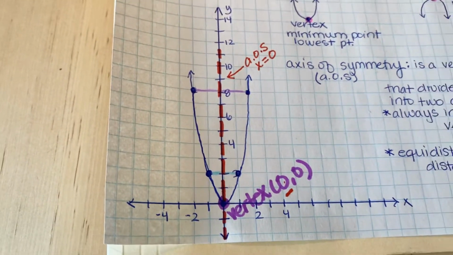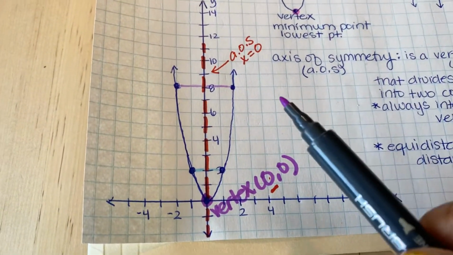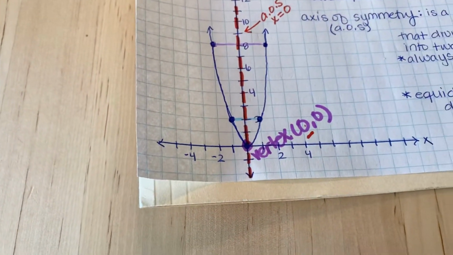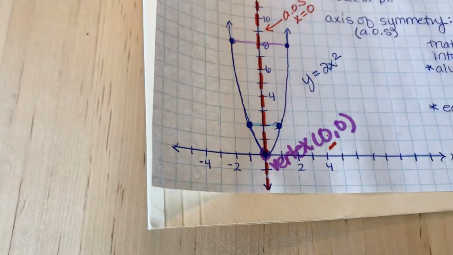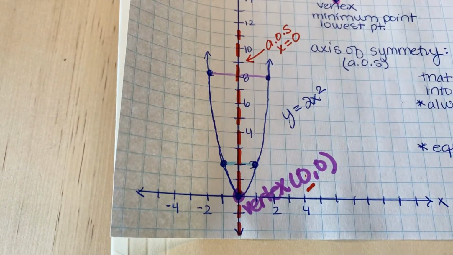Okay, so that's it. That is my graph. This is y equal to x squared. And so that is this parabola. Okay.